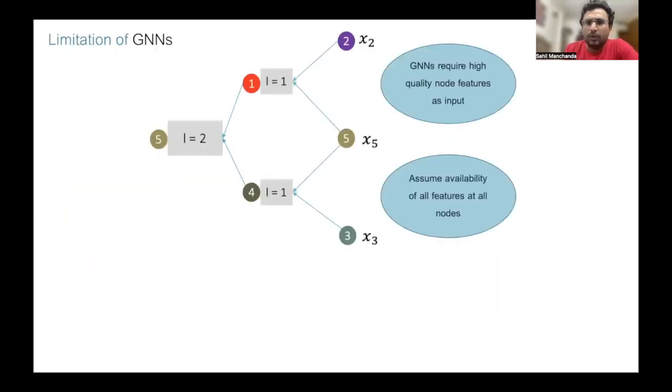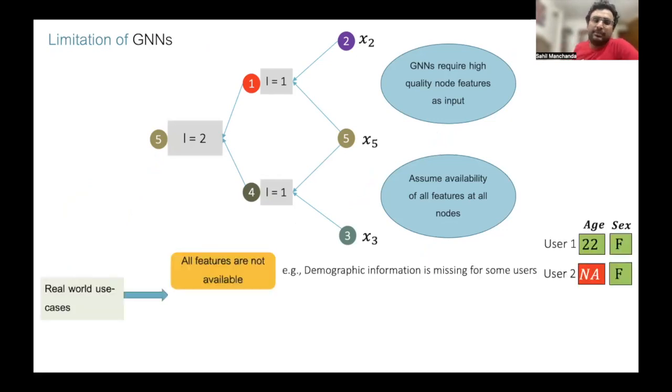So although GNNs are doing a very good job, one thing has been seen in a lot of datasets that people have applied GNNs on, that you need very good features as input. And a lot of GNNs assume that you have access to all the features of a particular node. So let's take an example. You might have a dating company, where you have, let's say, user 1 and user 2, and the company is maintaining features for each user, such as the age and the gender of the person. For example, user 1 has age 22 and the gender is female.